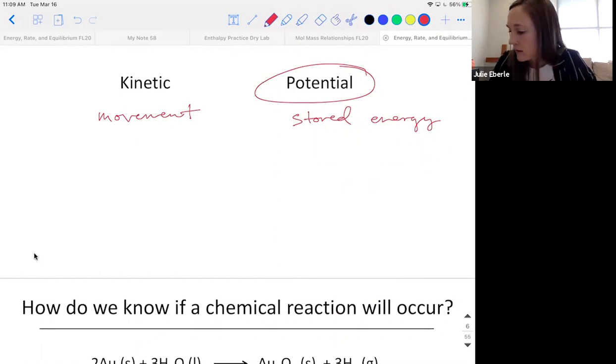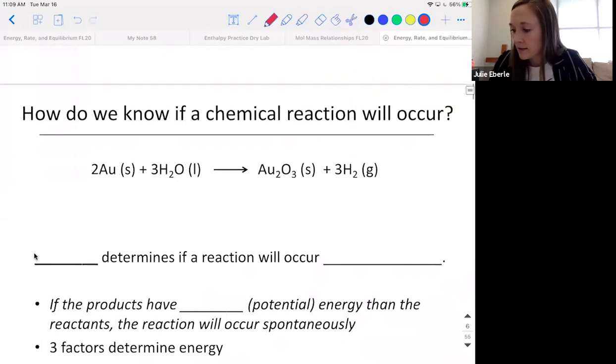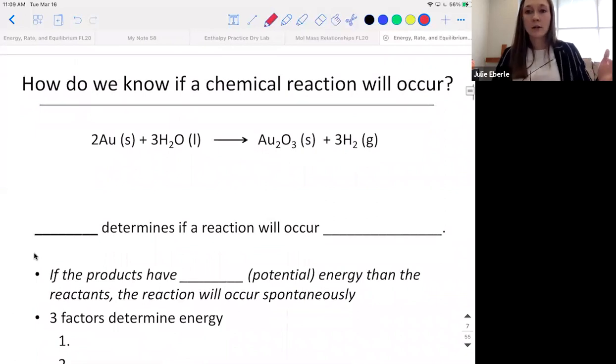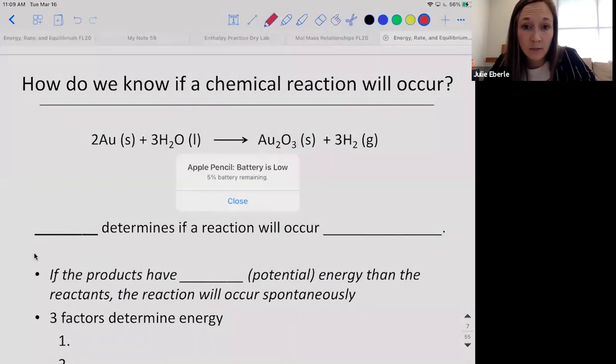Okay. So that all brings us to this question. How do we know if a reaction is going to occur? Our body is constantly performing reactions that are favorable to it, and it doesn't want to do reactions that are unfavorable, but there are some reactions, for example, the formation of ATP.